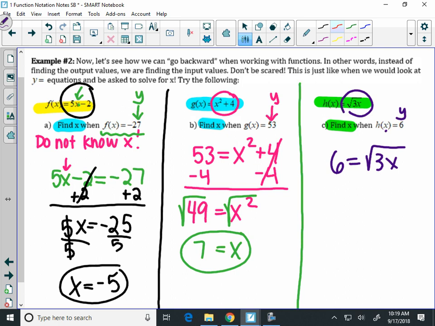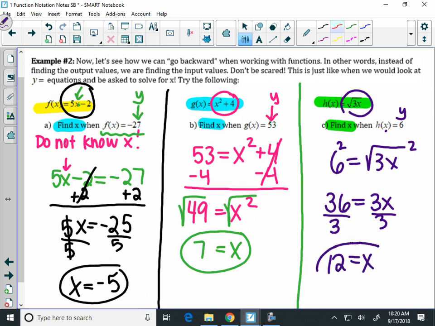Now you want to square it to get rid of this square root. So we're going to square both sides. And that gives us 36 equals 3x. That's the stuff under the radical. To get x by itself, you divide by 3. And you get 12 equals x. That is the x value that you were looking for.